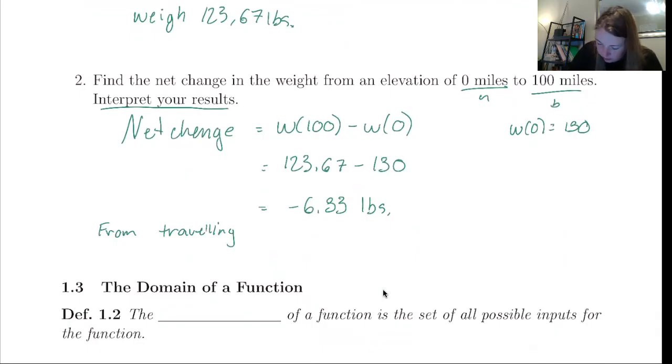From traveling, you can say from 0 miles above the Earth to 100 miles above the Earth, or you can just say from traveling 100 miles above the Earth, just because she started already at 0.